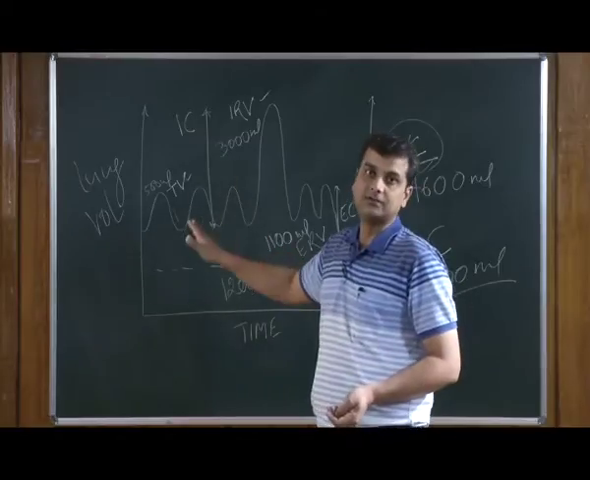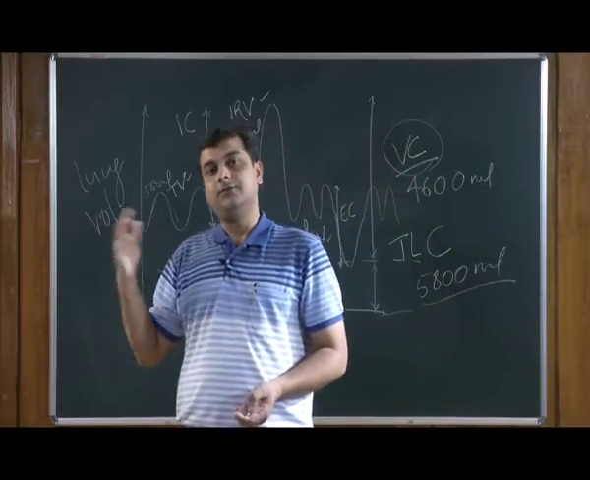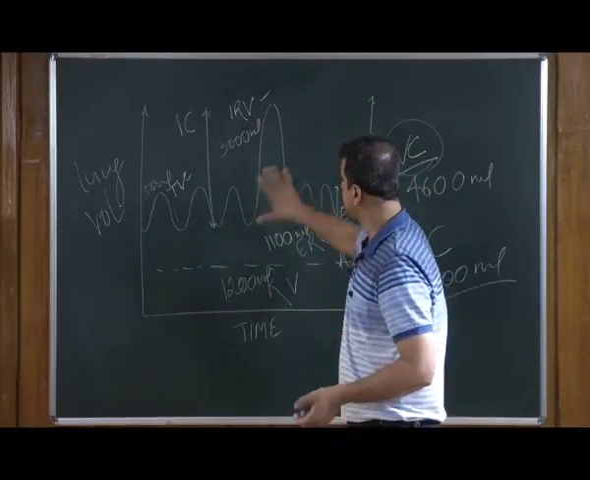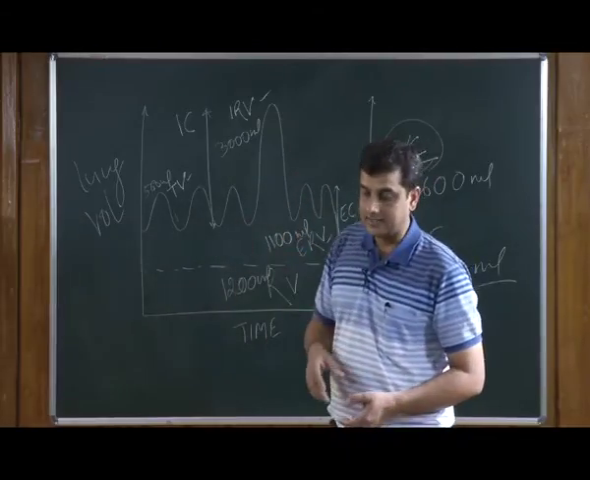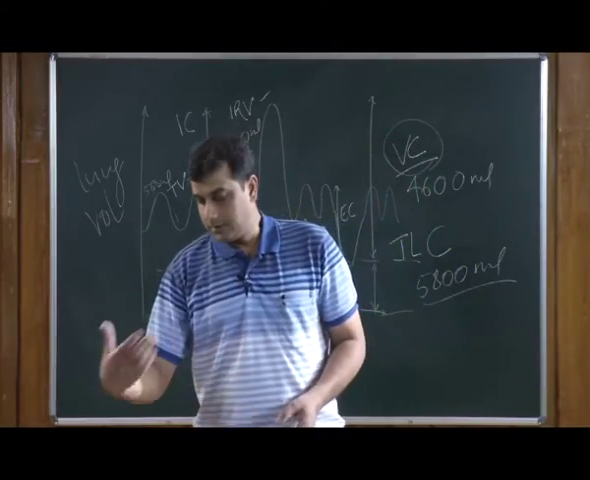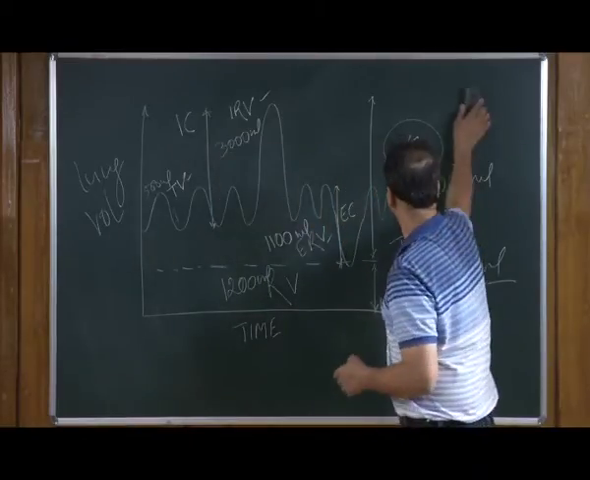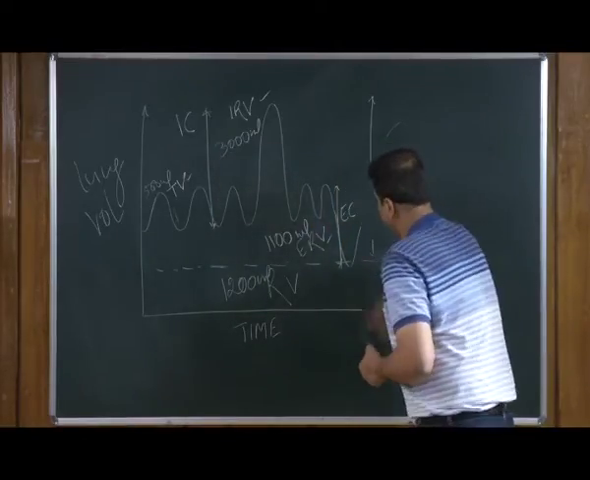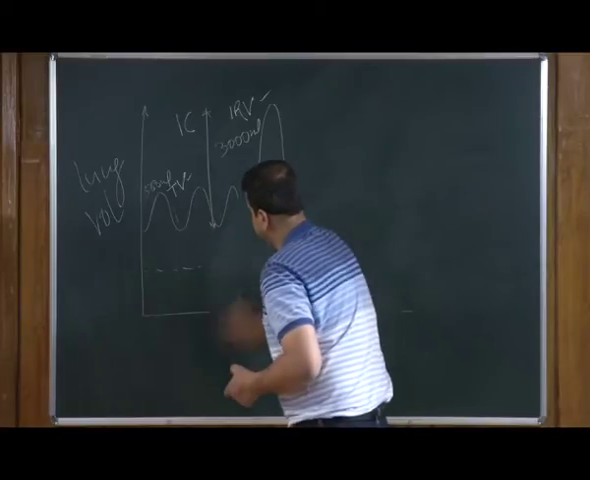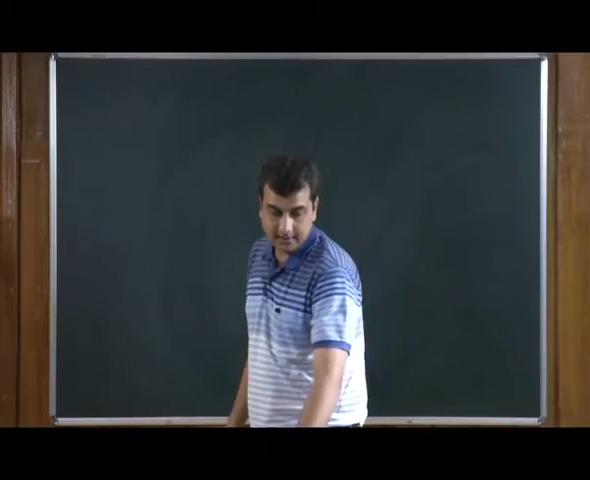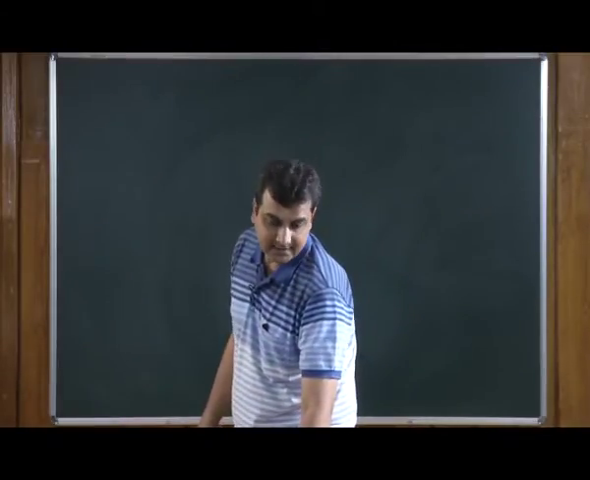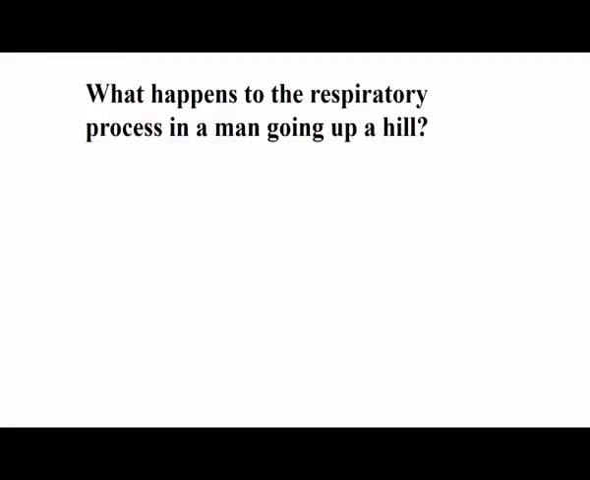We have gone through this one again. If you recollect, we discussed this whole terminology in the chapters in quite some detail. So, just do some practice and it will give you a quite good idea about these volumes and capacities. And in the next question, I just added a quite obvious question: what happens to the respiratory process in a man going up a hill?